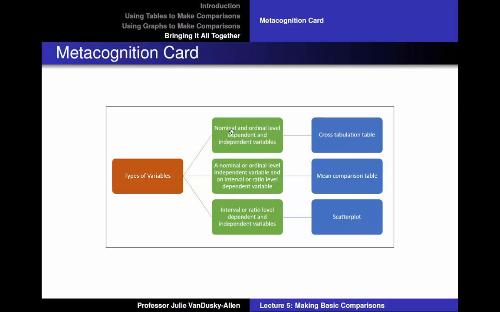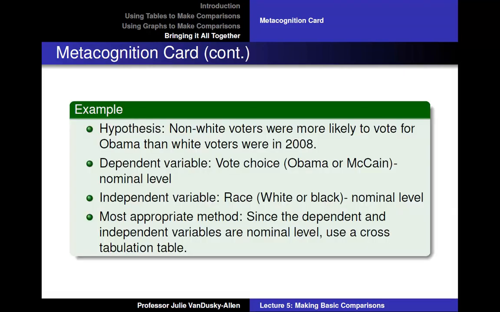If you have nominal and ordinal level dependent and independent variables, use a cross-tabulation table. If you have a nominal or ordinal level independent variable and an interval or ratio level dependent variable, use a mean comparison table. If you have interval and ratio level dependent and independent variables, use a scatterplot. In the next few slides, I'm going to show you how to use the metacognition card to make a decision about which type of method to use to analyze the relationship between two variables.